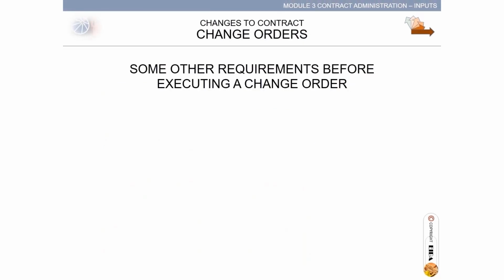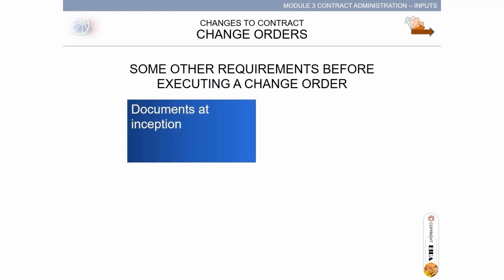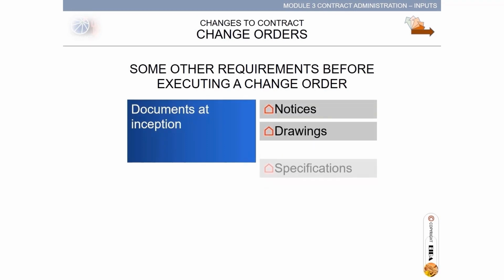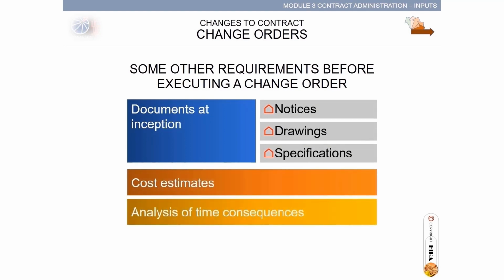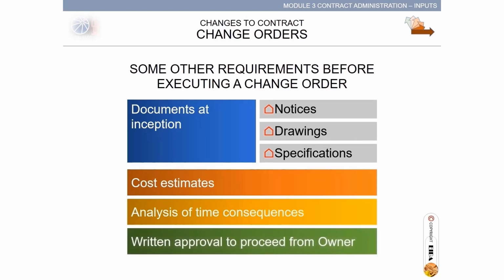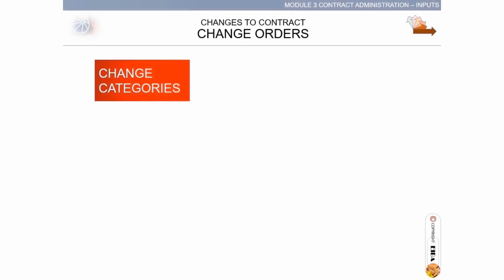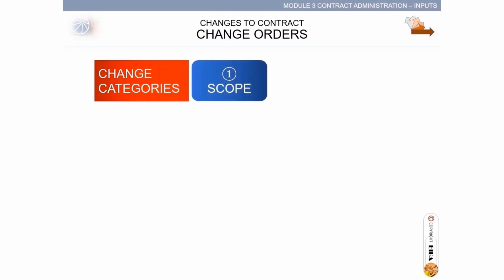Some other requirements before executing a change order. Documents at inception: constructor prepares the notices, drawings, specifications, cost estimates of change order, including analysis of time consequences, and written approval to proceed from owner. These are the change categories. First, scope. Second, design. Third, schedule.